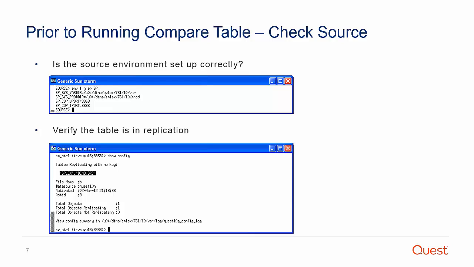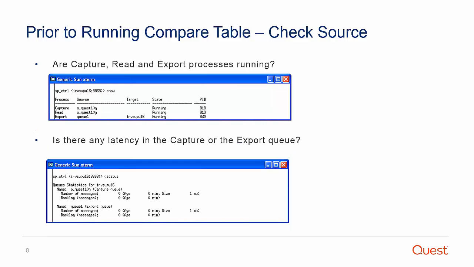Prior to running compare or repair, first, log into the source server and make sure your environment variables are set correctly by issuing env | grep SP_ on the command line. Then, in sp_ctrl, issue the show config command to make sure the table is in replication. Follow this by the show command to make sure all SharePlex processes are running. And finally, check the queue status to make sure queues are empty or nearly empty, indicating that replication latency is low.